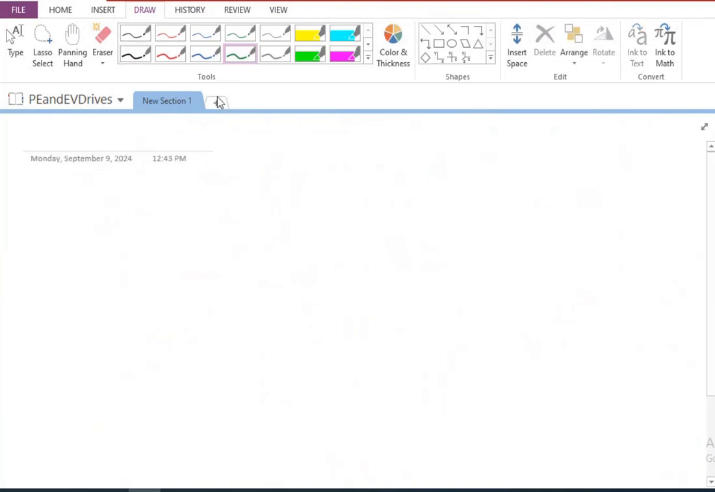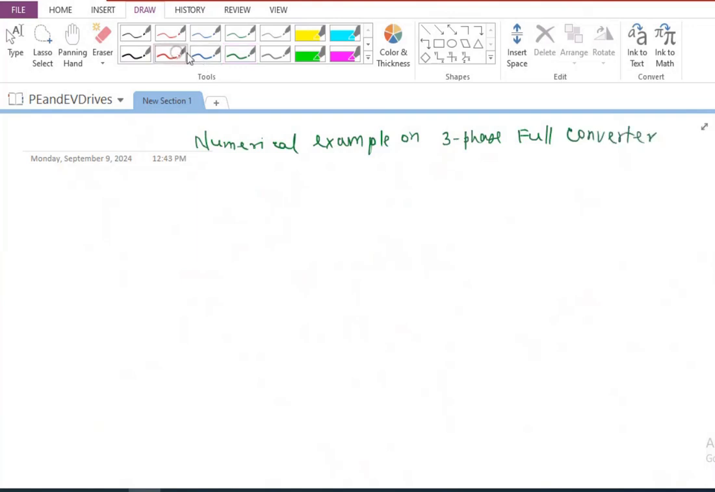The third problem that we are going to look at, the third numerical example, is on a three-phase fully controlled rectifier or full converter. That's what we are going to look at now.